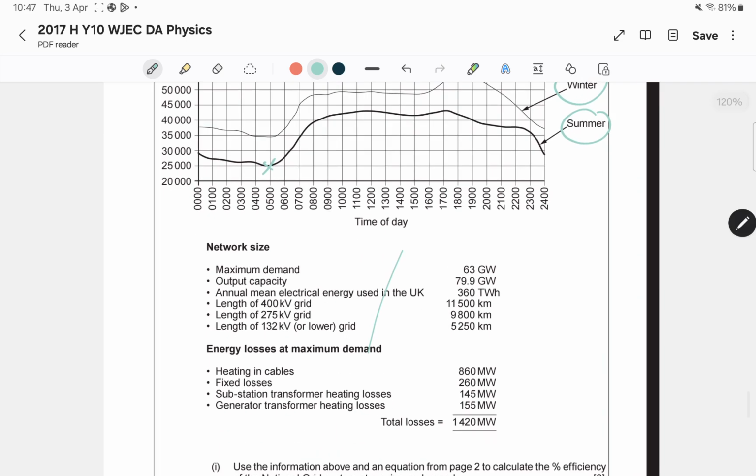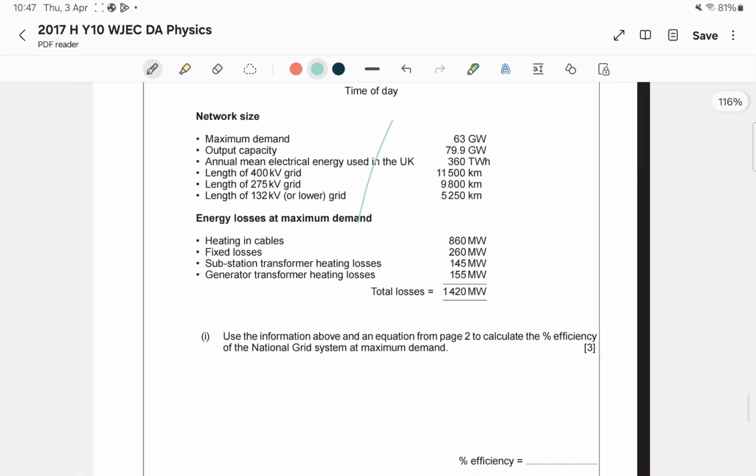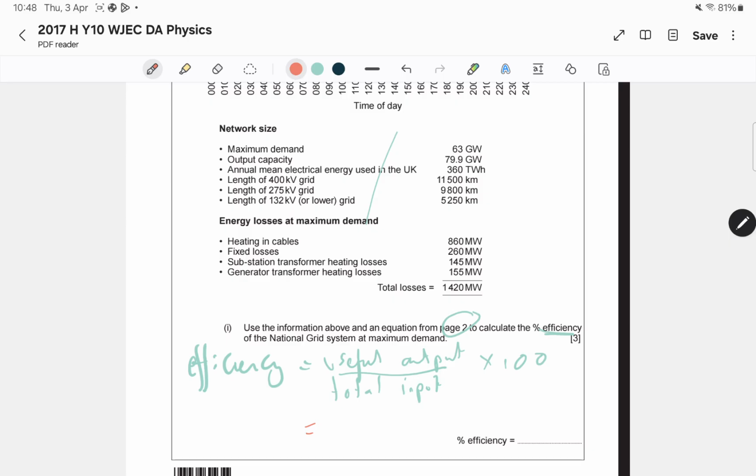We've got lots of numbers here. I'm not even going to look at them yet. I may look at them in a bit to see whether I need them. Use information from page 2 and an equation from page 2 and this information to calculate the percentage efficiency. So if you go to page 2, you find efficiency equals the useful output divided by the total input times by 100. So I'm just going to look for those numbers. I'll go back to the numbers and have a look.